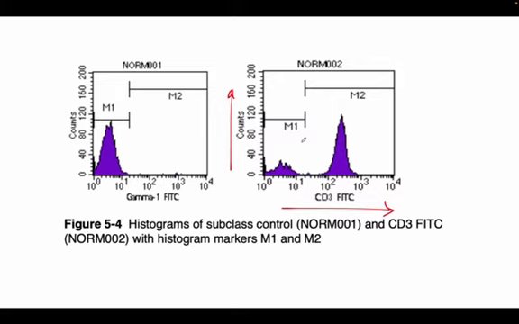Within a histogram, we can also set gates, but these gates will look slightly different. This is called a histogram marker. These M1 and M2 are called histogram markers, and they work in the same way as a gate, so they are defining the population. I'm defining that the M1 population is the population which has this much fluorescence intensity, and this is the M2 population. So these markers in the histogram are basically separating these two populations.